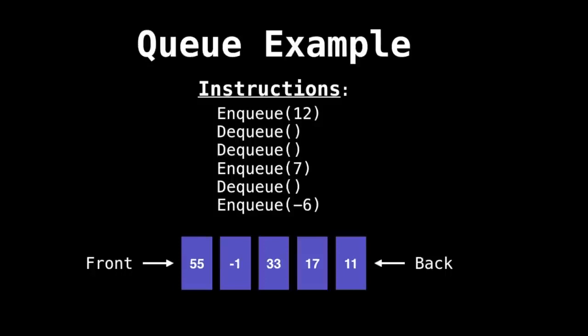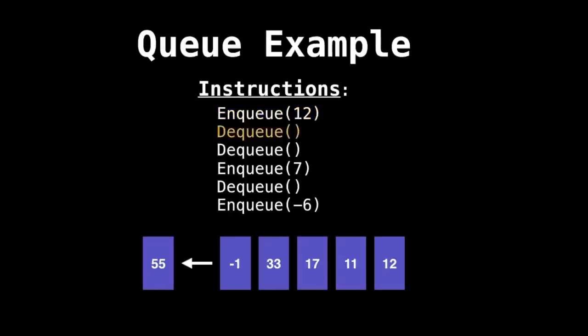However, first notice that I have labeled the queue's front and back ends so you know where I'm going to be enqueuing and dequeuing from respectively, to avoid confusion. First instruction says to enqueue 12, so we add 12 to the end of the queue. Then dequeue, so we remove the first element from the front of the queue, which is 55. Another dequeue operation, this time we remove -1 from the front of the queue.